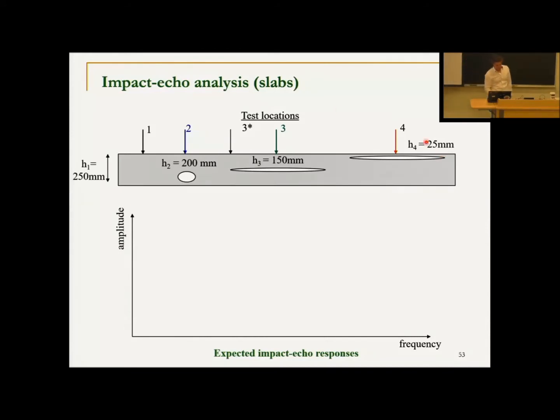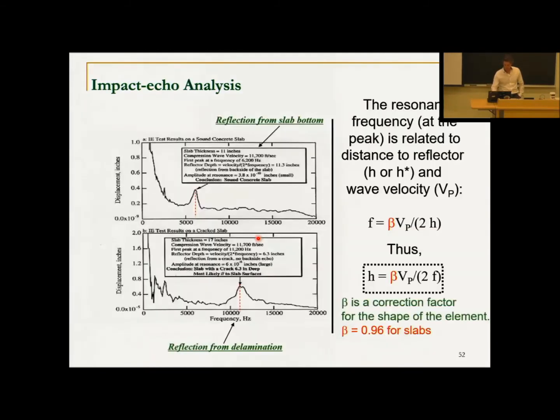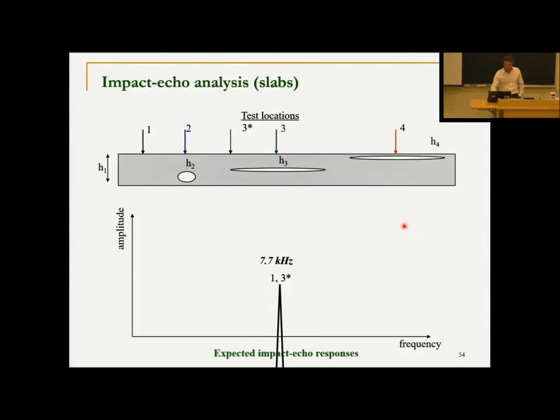So if we test at location 1, and this is a somewhat localized test, it only tells you what's happening underneath the footprint of the slab, right? At first, we would use that formula to predict a frequency and a depth if I know the p-wave velocity and I assume a beta of 0.96, something like that. At 1, I will get a frequency of 7.7 kilohertz.